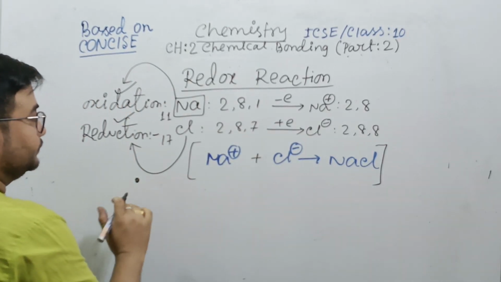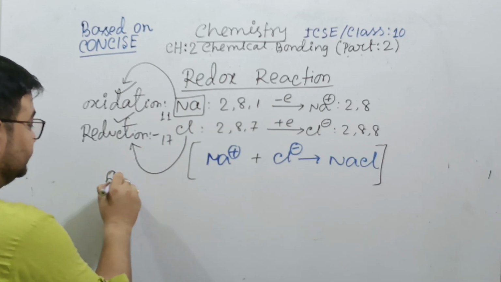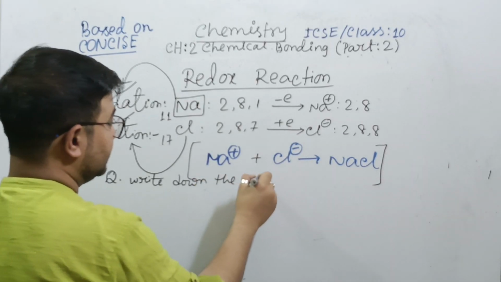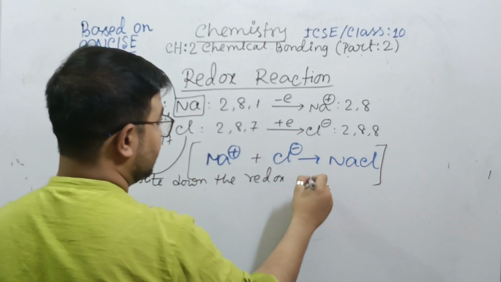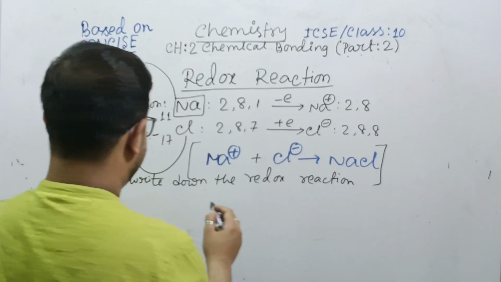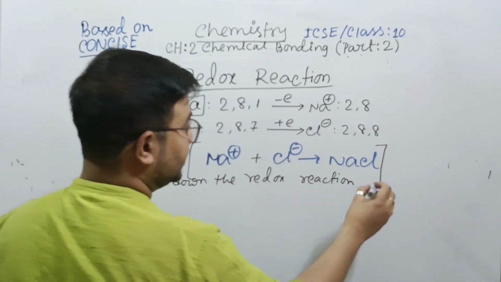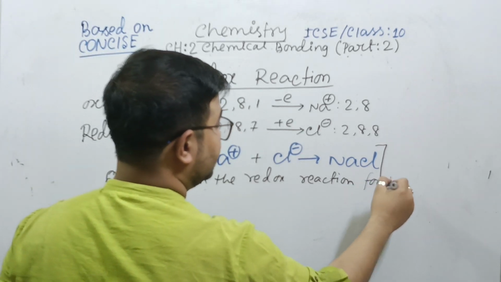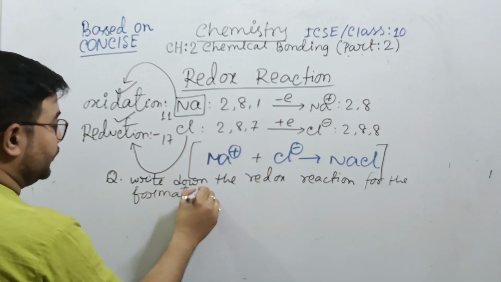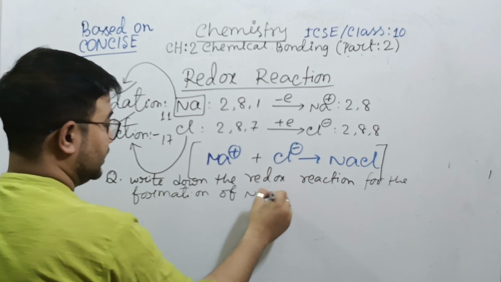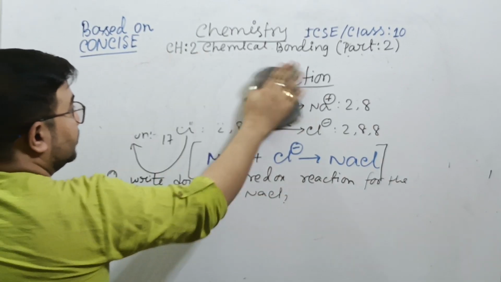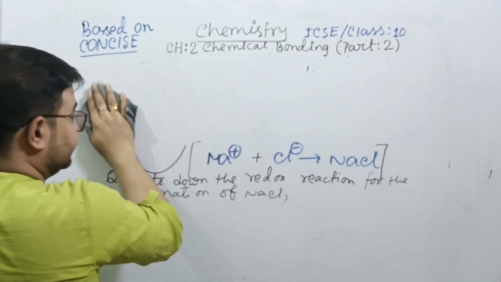If I ask you this question: write down the redox reaction for the formation of NaCl, then what is your answer? What is your answer for that question?